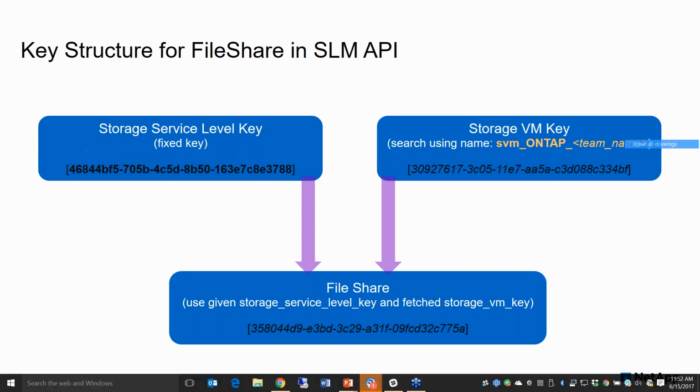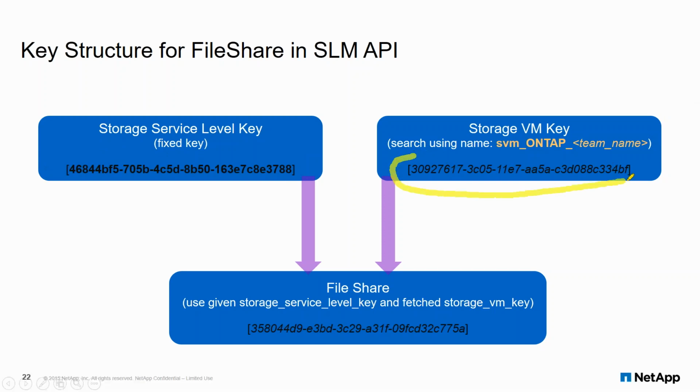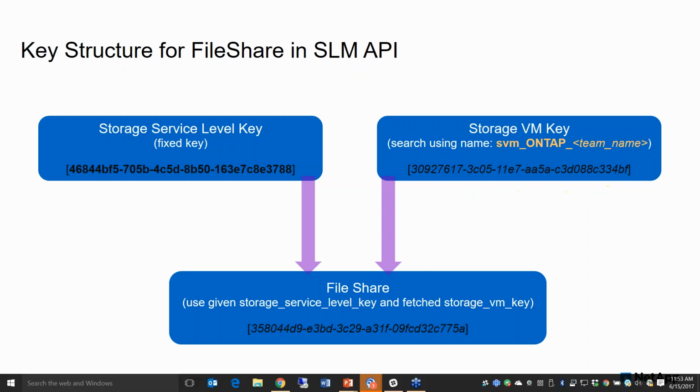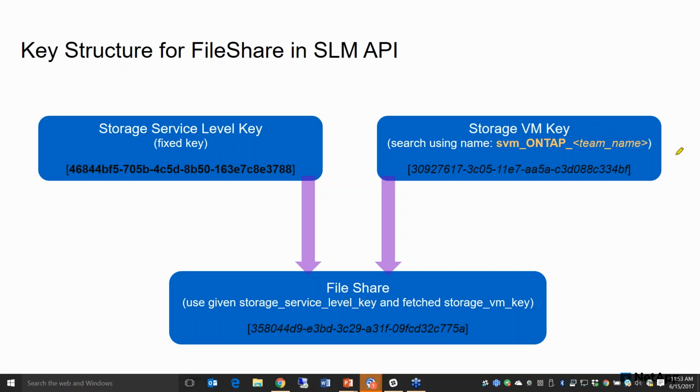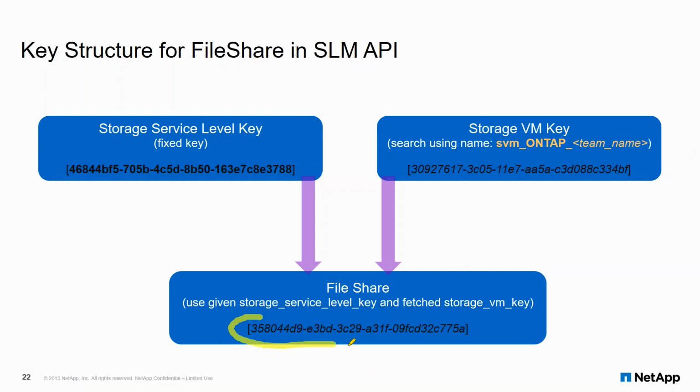Now there's another key called the storage VM key. That is the key for the vServer. And this is unique to every ONTAP Cloud version. So remember, ONTAP Cloud encapsulates your EBS volume on AWS. You'll have your own specific storage VM key based on your team name. It will be specific for ABBA, specific for Beatles. So that is the storage VM key. Then using these two keys, you can get the file share key. And the file share key will also be unique to every team.